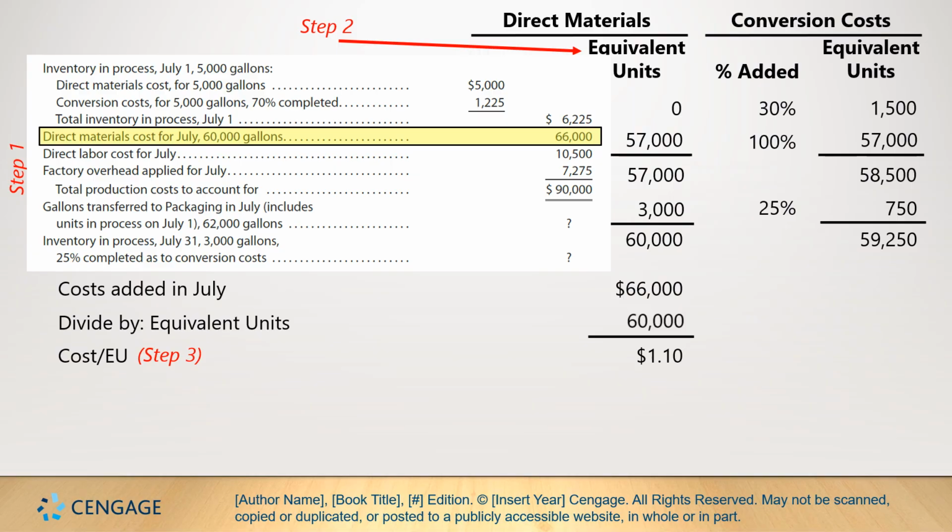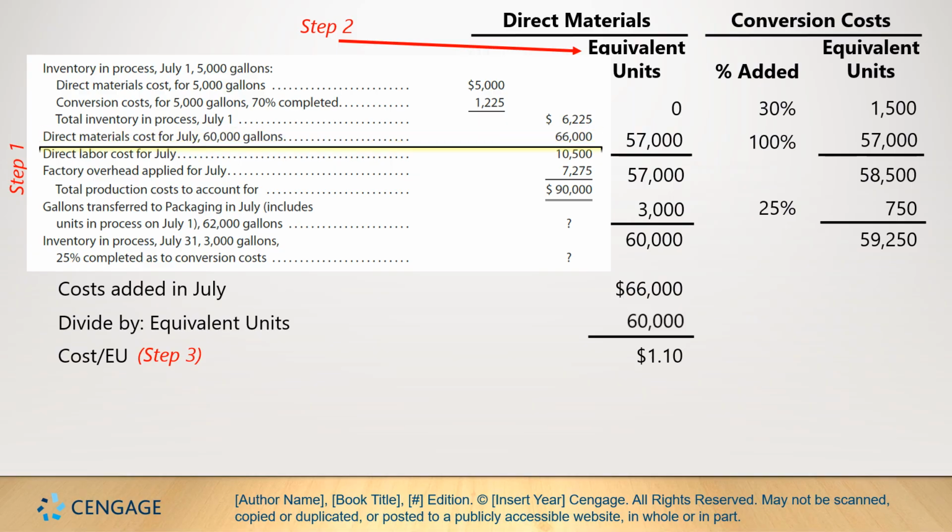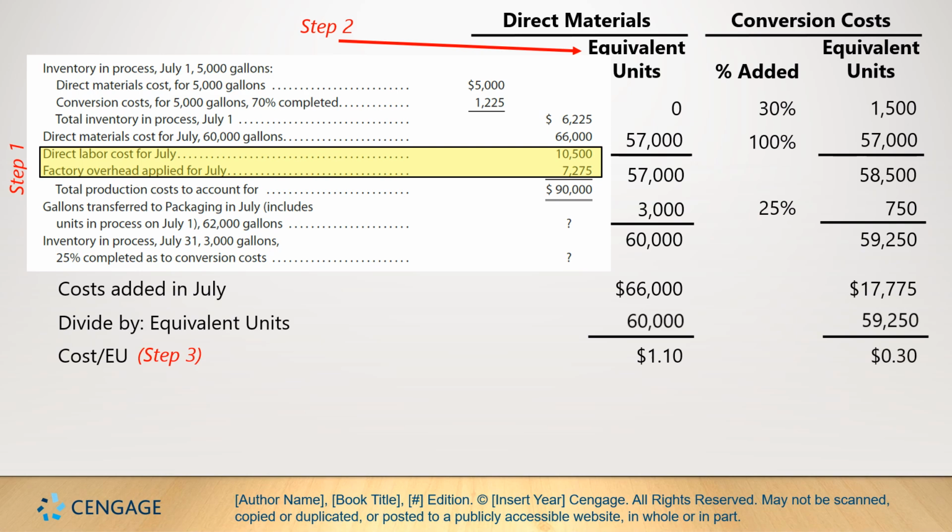Repeat the same process for conversion costs. Total conversion costs incurred in July, $17,775. Divide that number by the 59,250 gallons of equivalent units for conversion costs, and the cost per EU is 30 cents.